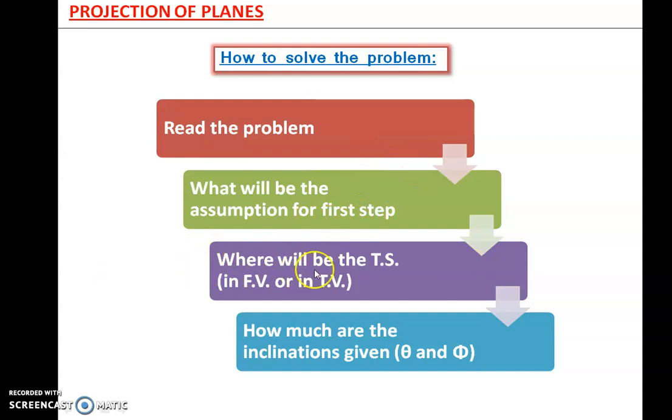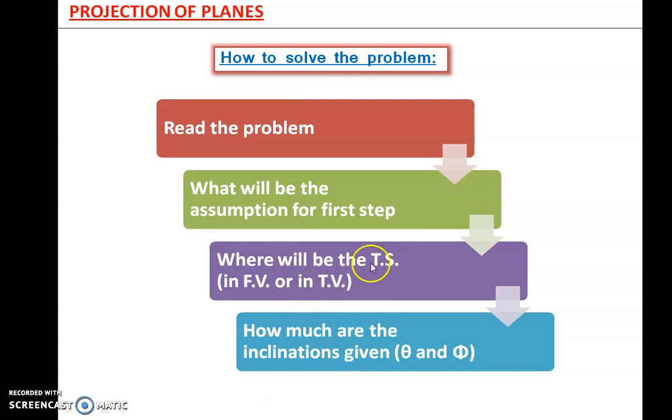Then, where will be the true shape? Once you have decided the assumption, by that assumption where will the true shape be drawn, whether it will be in front view or in top view. So once the true shape is decided, the flow will be decided. If the true shape is in front view, you will start the flow by drawing the true shape, line, inclined line, reduced shape 1, inclined reduced shape, like this you will go.